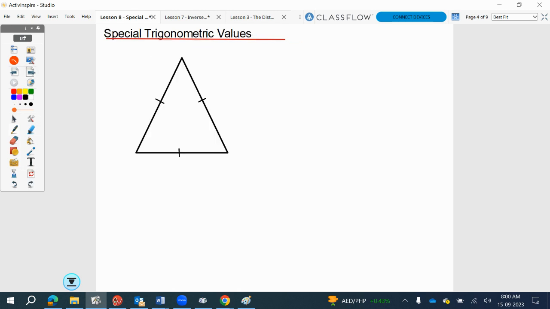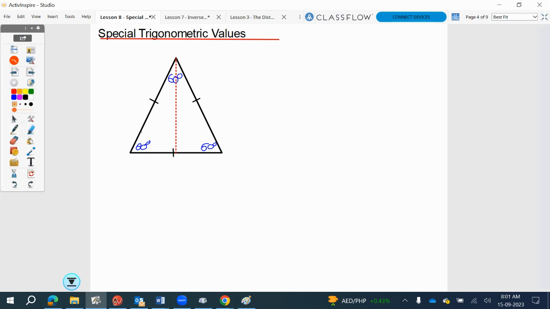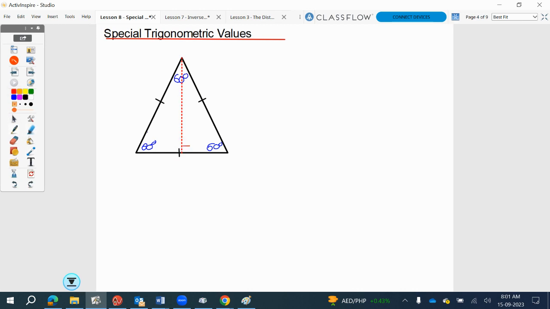So having a look at some special trigonometric values, what type of triangle is this one? This is an equilateral triangle. What's the size of this angle here? 60. And this angle here? 60. And this angle here? 60. I'm going to draw an altitude in this triangle, like this, which bisects the base. Obviously, so the angle here is 90.